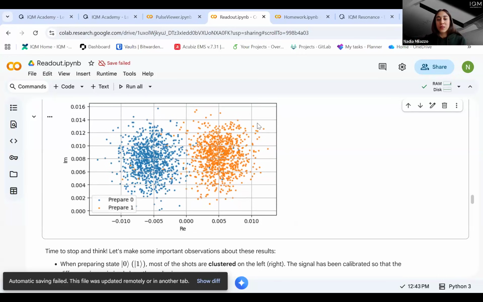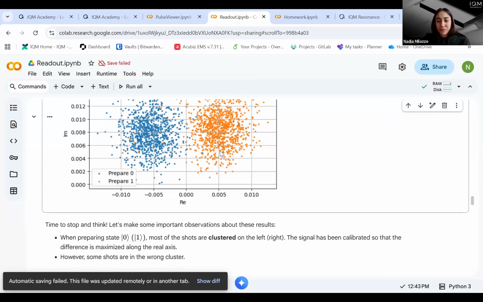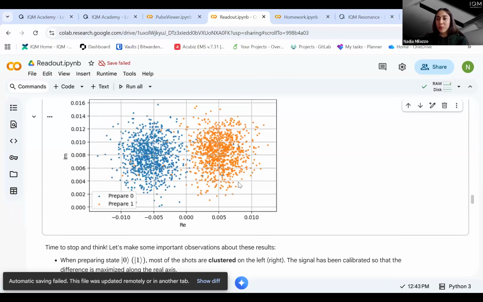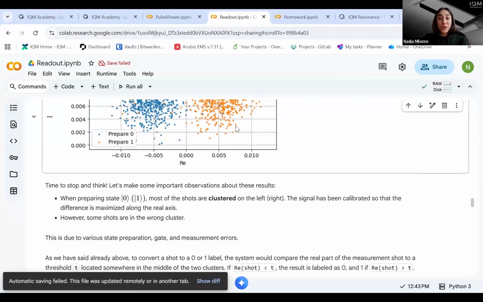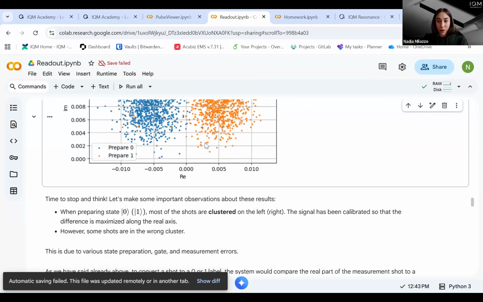So here you see two clouds, and you see that the blue dots correspond to preparing the zero state, and the orange ones correspond to preparing the one state. And then you see that sometimes it can happen that they are not very well clustered. So we can see these two very big clusters, but if we look very closely, we can see that there are some orange dots here and some blue dots here. This is the result of having some noise in the quantum computer, but the overall behavior is quite good here. So this is what we would observe for preparing a state in a 0 or a state in a 1.